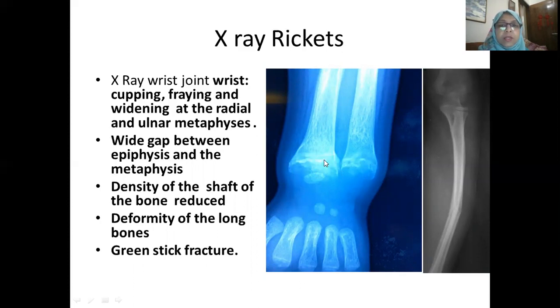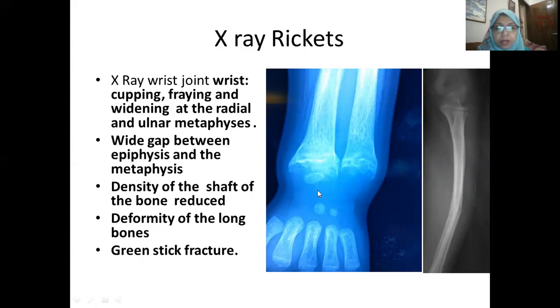And there is a wide gap between the epiphysis, this one is your epiphysis, and the metaphysis, and the density of the shaft of the bone is reduced, and there is deformity here. You can see here deformity of the long bone, and you can see here also a greenstick fracture. Fracture is there, but there is no gap between the fracture. So these are the points you can see in this X-ray.